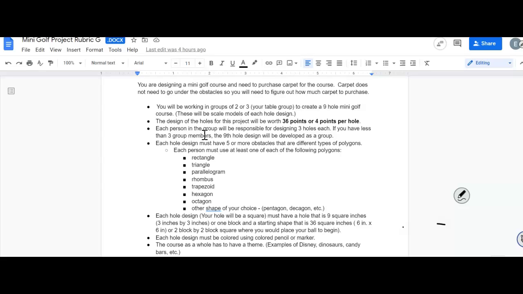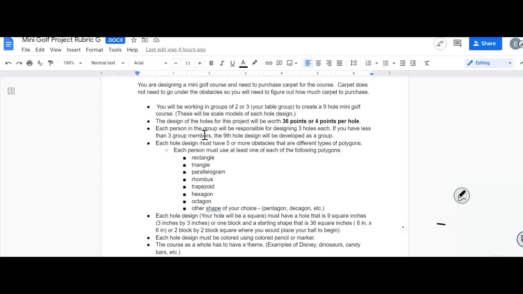Okay, Aiden's going to do holes 4 through 6. He needs to have 5 obstacles in each of his holes. Same with Hudson. But here's where a lot of people make their mistakes. Maggie, in the 3 holes she's creating, has to use all of these polygons. Aiden needs to use all of these polygons in his 3 holes. Same with Hudson.